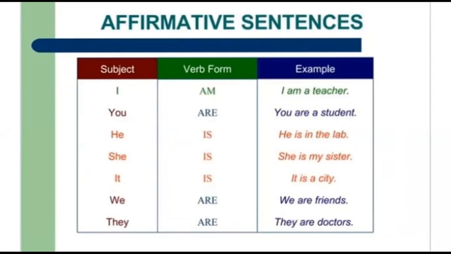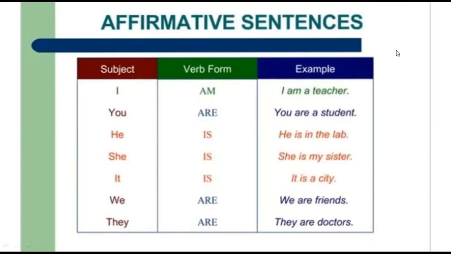Okay, sir. So the affirmative form is affirmative sentences, mostly we can call them positive sentences, sentences which are in a positive sense. They can be simple statements as well. For example, the subjects in affirmative sentences are I, you, he, she, it, we, they. All are used as subjects in affirmative sentences.